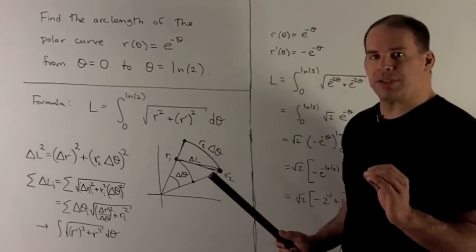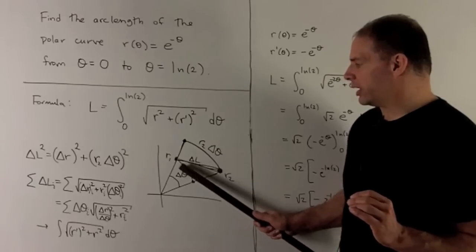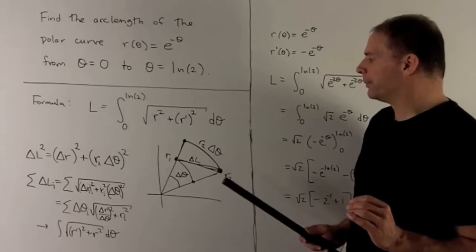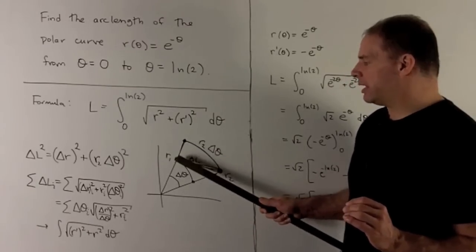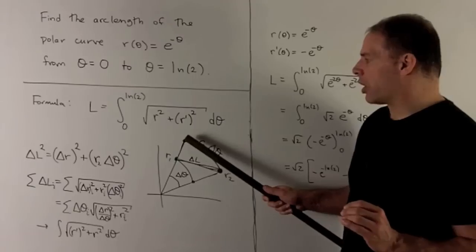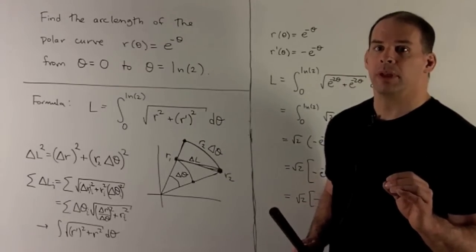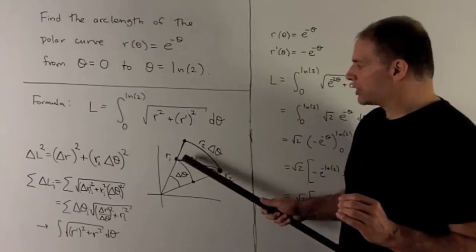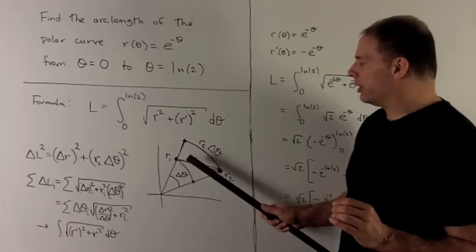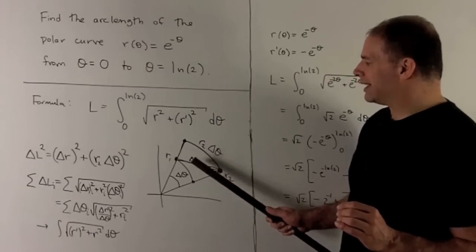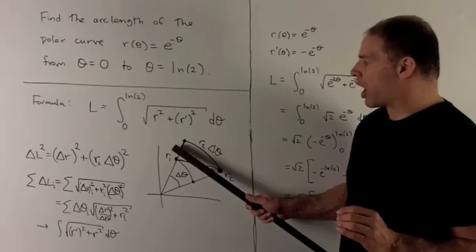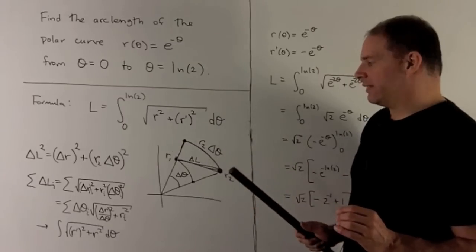Theta 2 minus theta 1 is this angle here, which we'll call delta theta. Then this segment here is r2 minus r1, which we'll call delta r. Notice this is almost a right triangle. We want delta L. We have delta r for one of the legs, and the other leg I need to find.